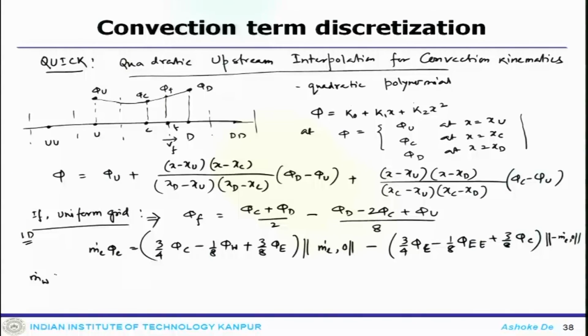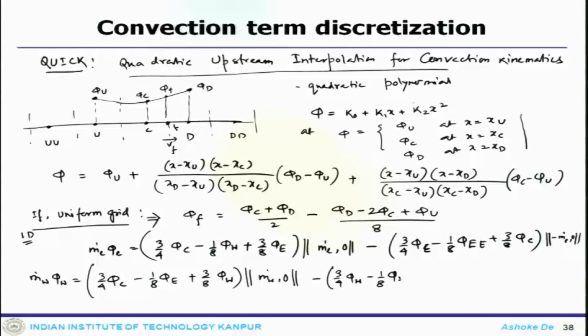Similarly, you get m dot w, which is 3 by 4 phi c minus 1 by 8 phi e plus 3 by 8 phi w multiplied with m dot w 0, minus 3 by 4 phi w minus 1 by 8 phi w w plus 3 by 8 phi c multiplied with m dot w 0. So, this is what you get.